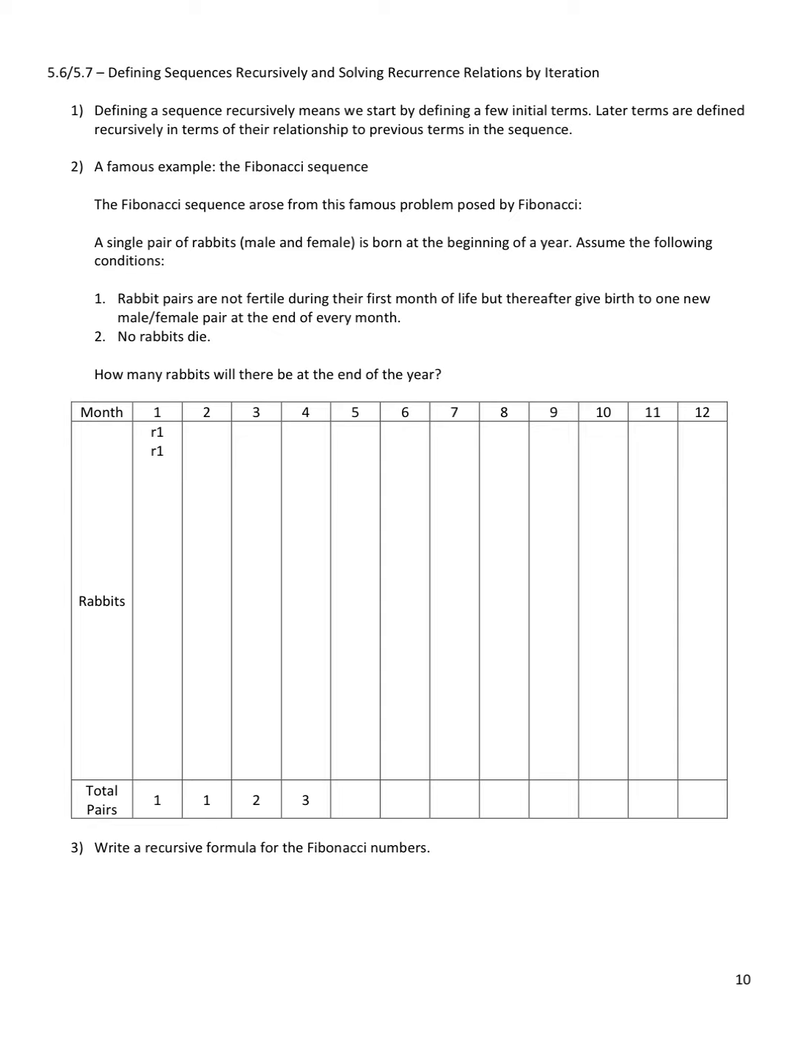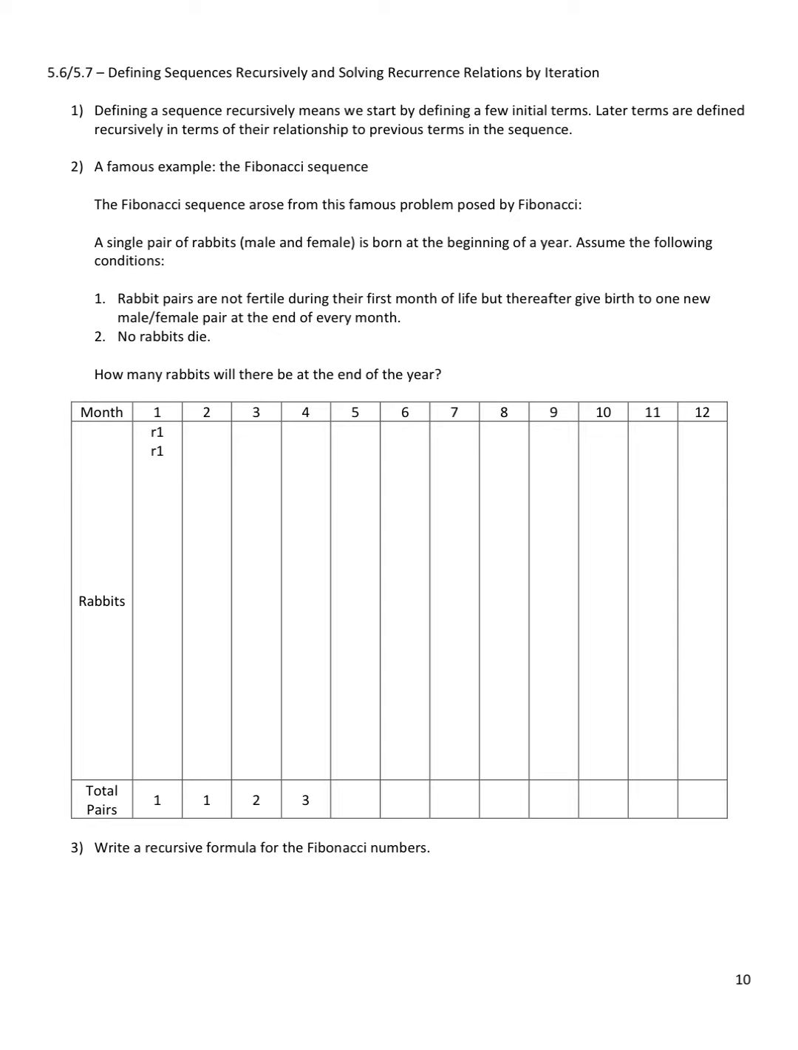He said, a single pair of rabbits, a male and a female, is born at the beginning of a year. Assume the following conditions. Rabbit pairs are not fertile during their first month of life, but thereafter give birth to one new male-female pair at the end of every month, and no rabbits die. How many rabbits will there be at the end of the year?